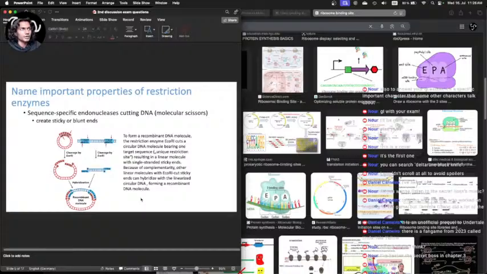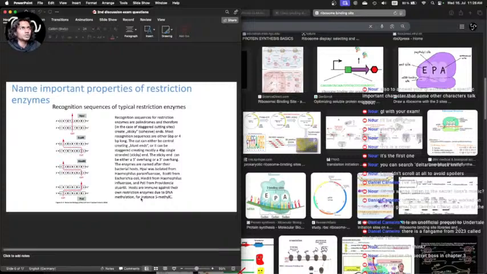Because of the complementarity. Recognition sequence of typical restriction enzymes. Name important properties. Recognition sequences for restriction enzymes are palindromes and therefore create sticky, cohesive ends. Most recognition site sequences are either 6 base pairs or 4 base pairs long. The cut can either be central, creating blunt ends, or staggered, creating mostly a 4 base pair single-stranded end. The sticky end can be either a 5' overhang or a 3' overhang.